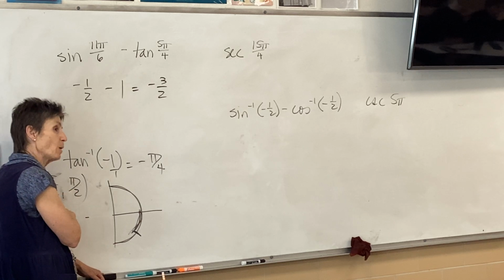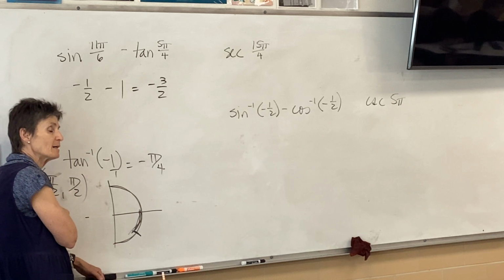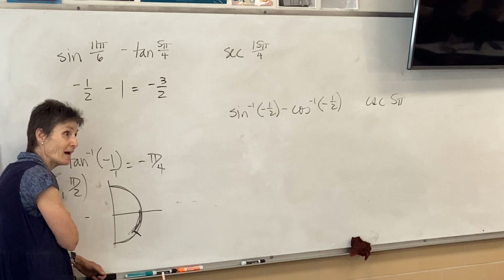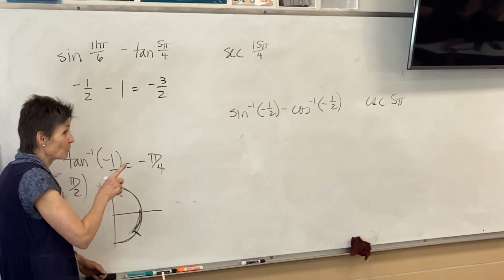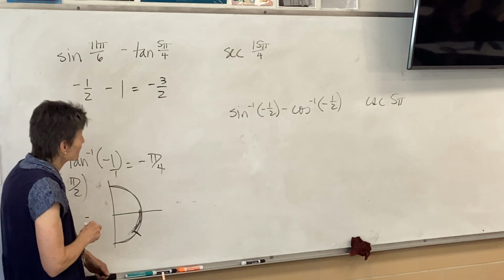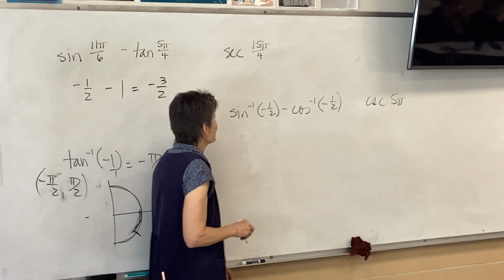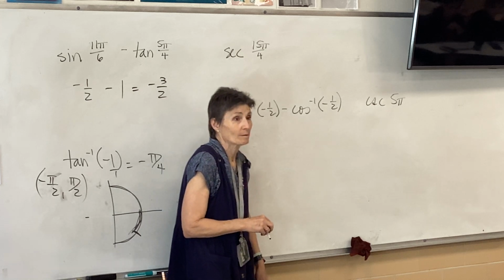You can do it either way. I use parentheses because the tangent of pi over 2 is undefined. So your answer is never going to be pi over 2, but for all the rest of them, we would bracket it.